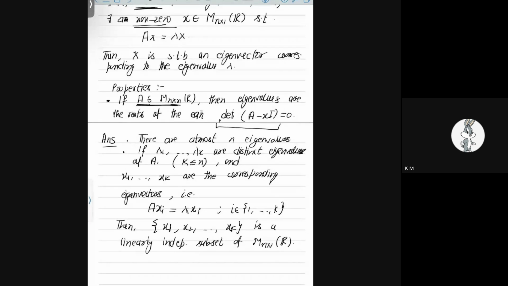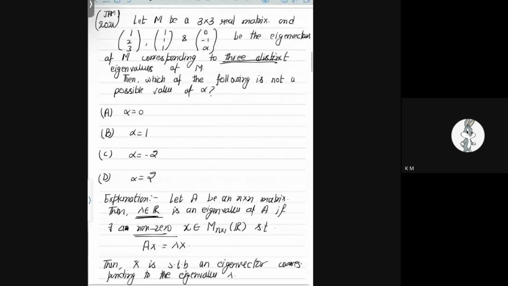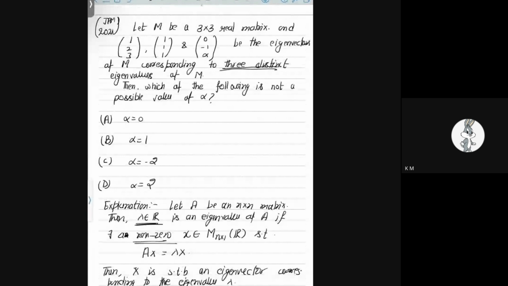Okay. So now we will be using this property to solve our given question. So let us see the question again. Now if we are given that these three are the eigenvectors of N.